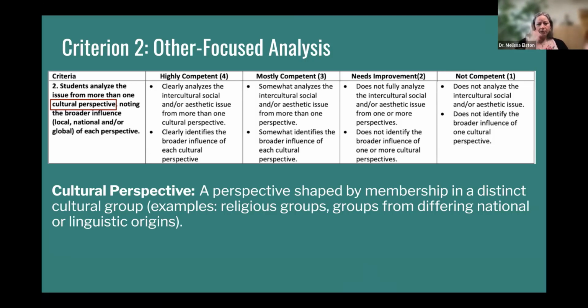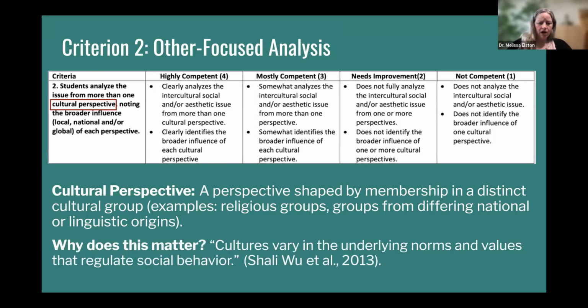But we do want them to be able to put on these different lenses and imagine how they might approach the issue if they were somebody who had been raised in a different way, or who was coming in from a different religious orientation, what have you. And so that's an important term. And the reason this matters is, taken from our colleagues in sociology.